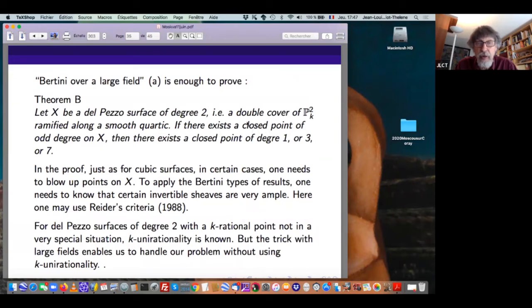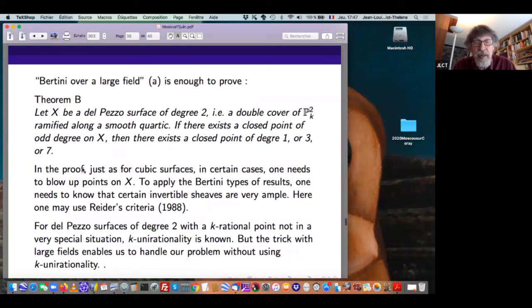Of course there's a closed point of degree 2. So we wonder what happens if there's a closed point of odd degree. Then what happens is that in fact we can prove that there's a closed point of degree 1 or 3 or 7. So this is the analog of the 1, 4, 10 of Corray.